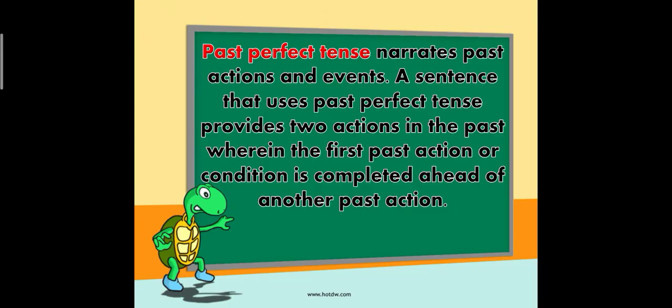Let's move on to the past perfect tense. Past perfect tense narrates past actions and events. A sentence that uses past perfect tense provides two actions in the past, wherein the first past action or condition is completed ahead of another past action. It means there are two actions that already happened in the past.